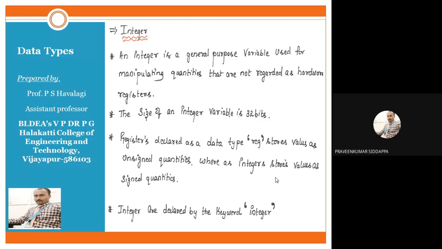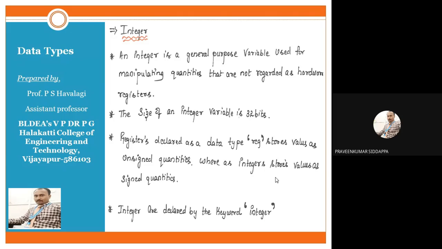Whenever we are writing any code, your input should be in terms of integer values. So how should that integer value be given to your hardware? In your code, how do we initialize the integer? We will study that. An integer is a general purpose variable used for manipulating quantities that are not regarded as hardware registers. So for manipulating purposes, we use an integer.